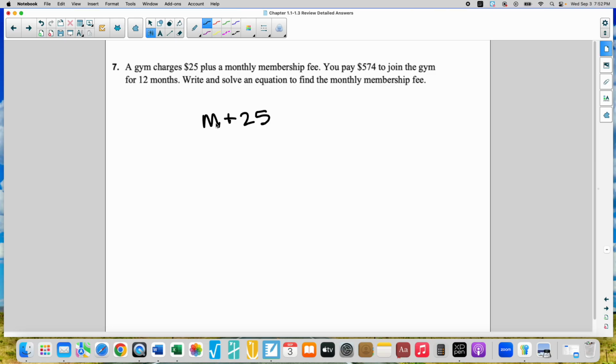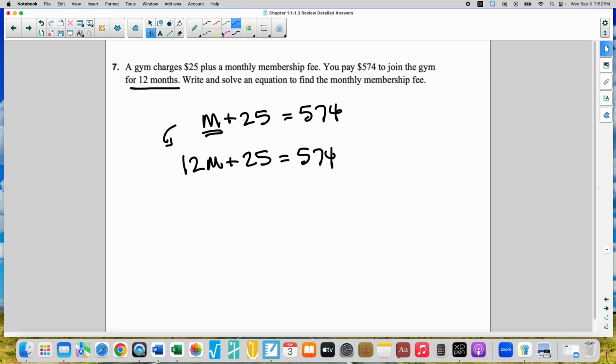Okay, this is getting technical. So, you pay $574. Now, this is going to be important, and we join it for 12 months. So, if I take 12 times my monthly fee plus my 25 initiation fee, that's going to equal the 574. So I had to adapt it a little bit with more information. So the correct equation is this. Okay? So that is how you're going to do it.